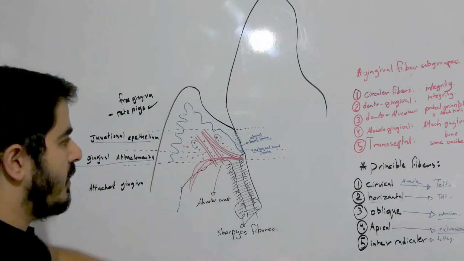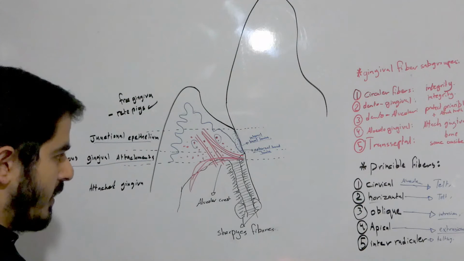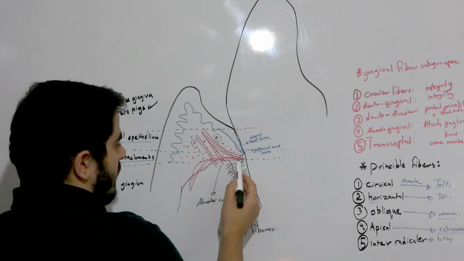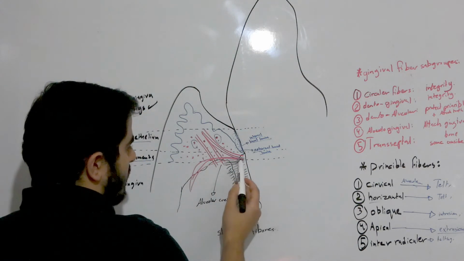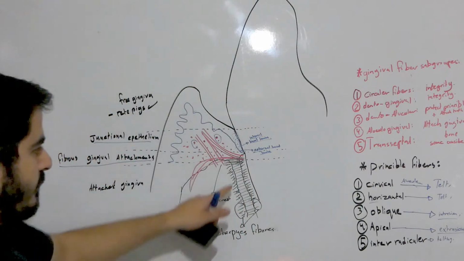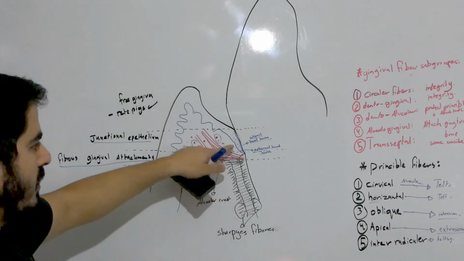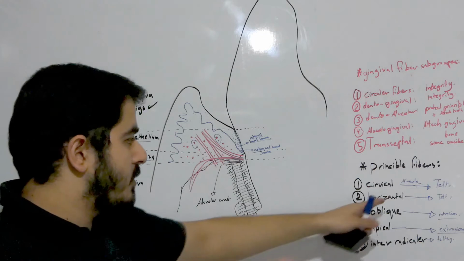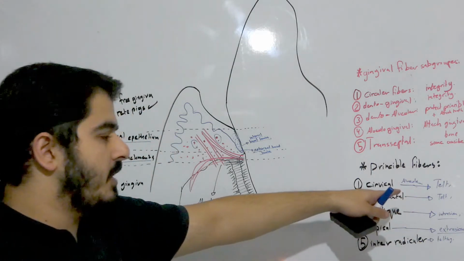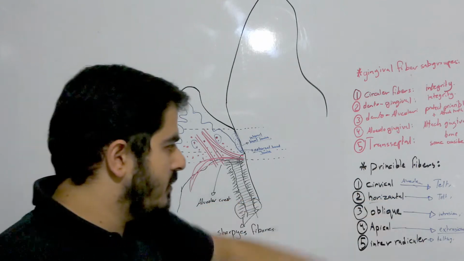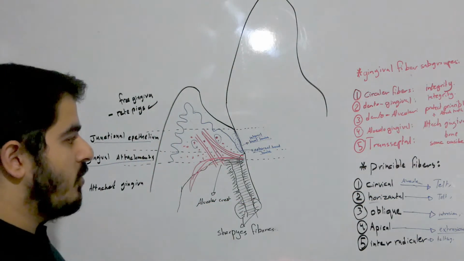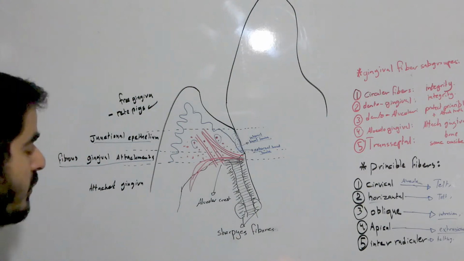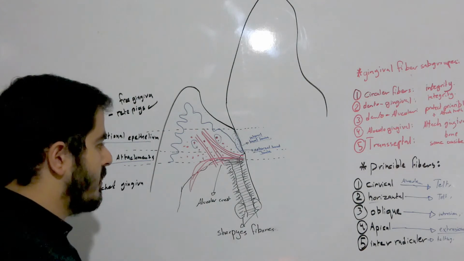What about the principal fibers of the periodontal ligament? We have many types. First of all are the cervical fibers, the alveolar crest fibers. They are present in the cervical region of the tooth. They are responsible to protect the tooth from tilting, extrusive and intrusive movements, and rotation.